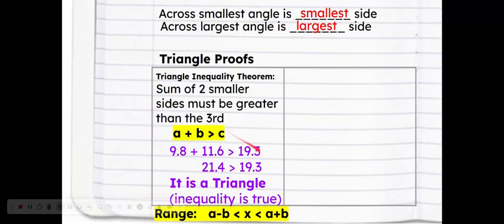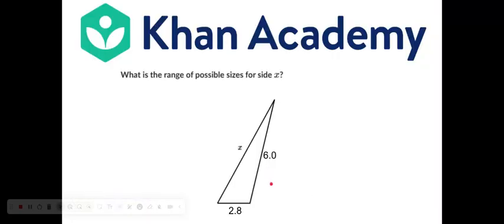Okay, now if it asks you for what could the third side be, there's this special range formula. Basically, it's going to give you two numbers and ask you what the third side could be. You subtract them to get the smallest number, and you add them to get the largest number. So what does that look like? Well, here's an example in Khan Academy.